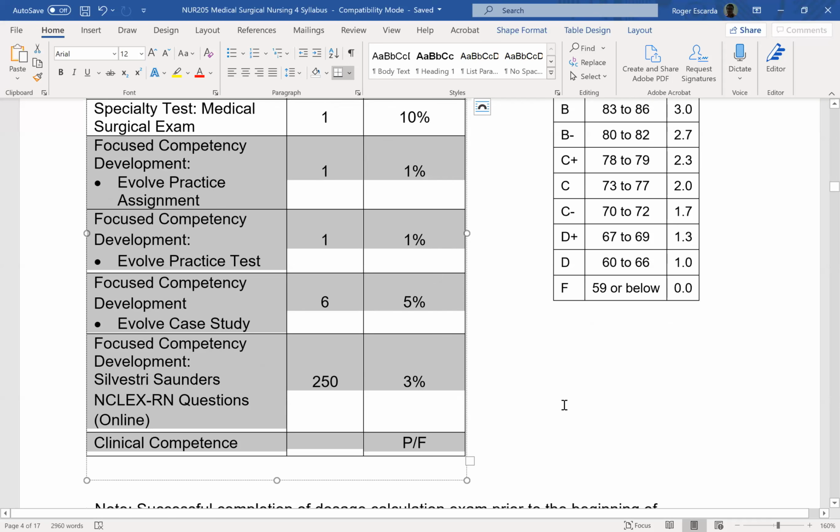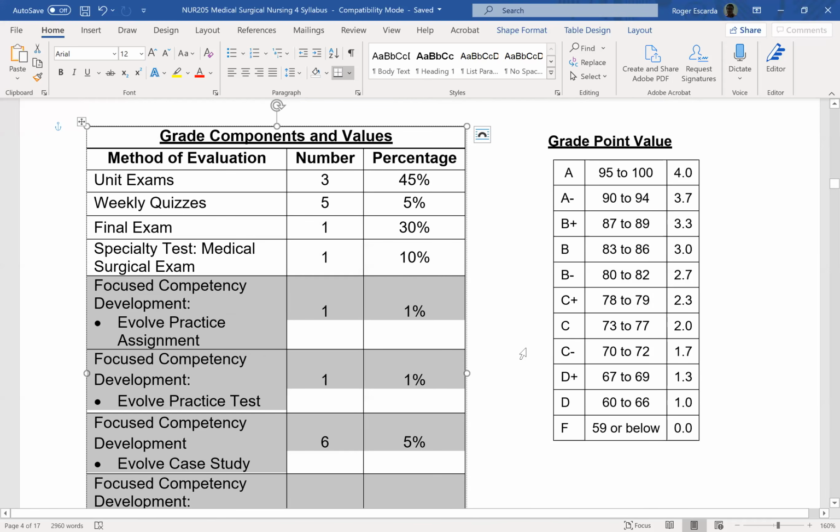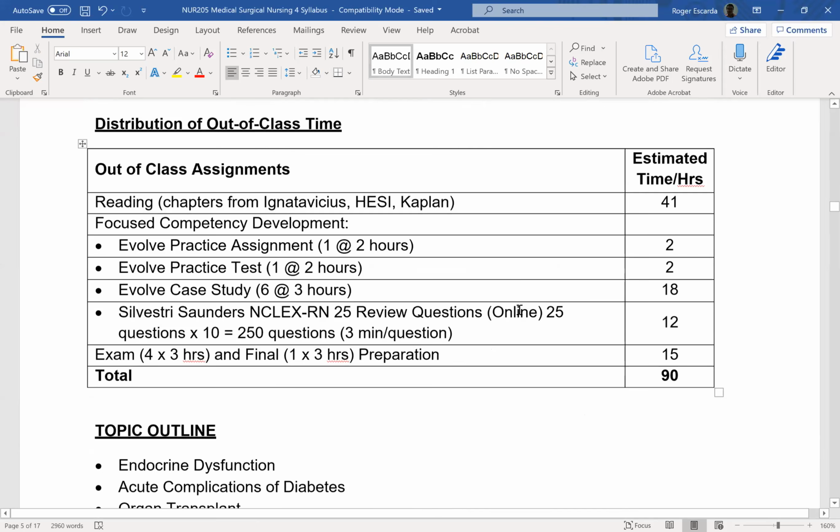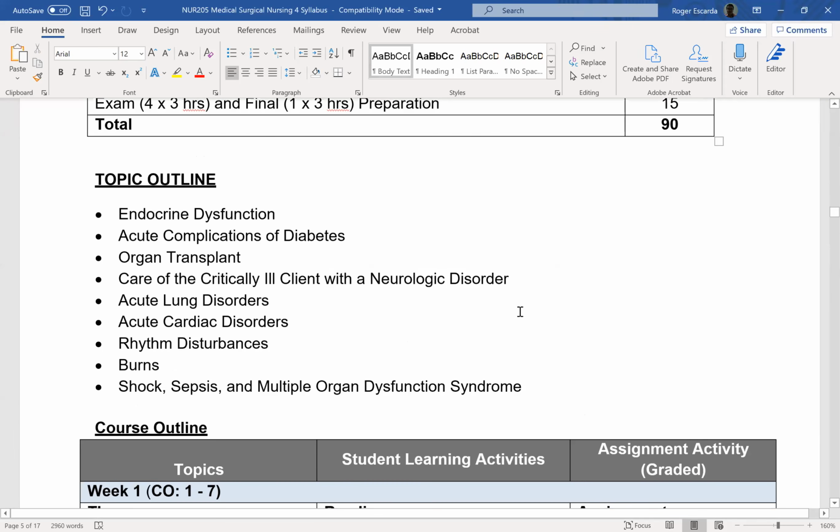Right? If not, then 0 will be entered for the 10 points. And that might bring your 77.9 down to a D. Maybe I think you'll end up with a 60 something. Any questions? So that's how the course would be graded. And again, very easy topics from endocrine all the way to shock.